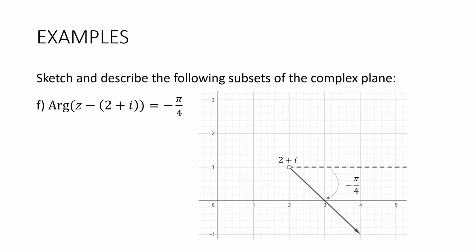And of course it might be in reference to another point like this one. The argument of z take away, in brackets, 2 plus i must be equal to negative pi on 4. So this time our point of reference is 2 plus i. We take the positive horizontal and then we want an argument of negative pi on 4. So z can lie anywhere on this ray, but of course not at the point 2 plus i.